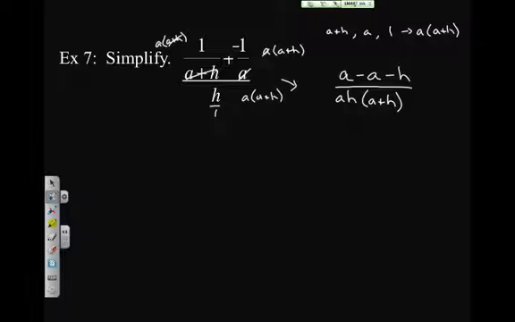Okay, we do have some more simplifying here. A minus a cancels out to a 0. So now we have negative h over ah times a plus h. And since, remember, these are all multiplied together, and this is a fraction, we can cancel this h and this h, and they both become 1s. So our answer ends up being negative 1 over a times a plus h when we simplify that.